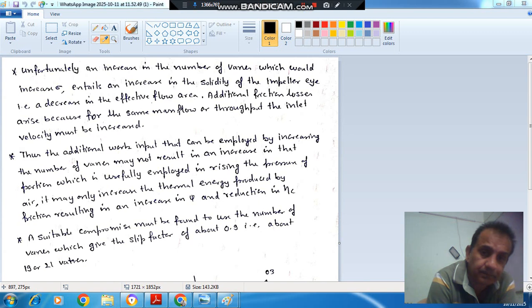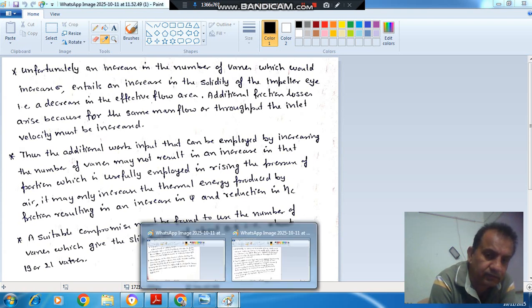And for higher slip factor, we have to increase the number of vanes. Okay. If we increase the number of vanes, then the area of the airflow will decrease. Area of the airflow decreasing means friction losses will increase, because the air will come in contact with the increased number of vanes. So again, the power input factor will increase, and there will be reduction in your isentropic efficiency. So they are interrelated. Okay.